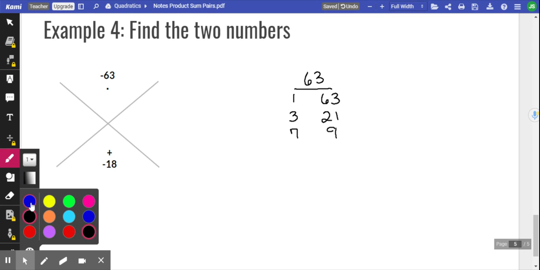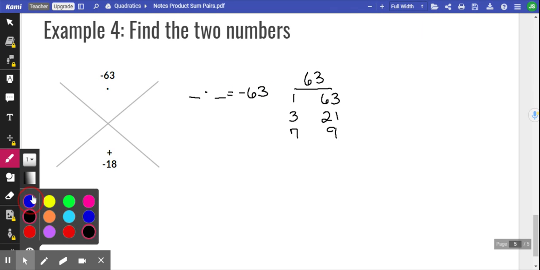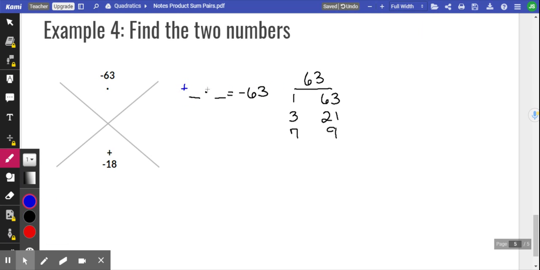So when we go back and think about what we talked about in example 2, when we're dealing with multiplying to be a negative number, in this case negative 63, that tells us that we're going to have one positive and one negative number. The other clue that they gave us for this puzzle is we want our 2 numbers to add to be negative 18. And since they're dealing with the same numbers here, one of our numbers will be positive, the other number will be negative.